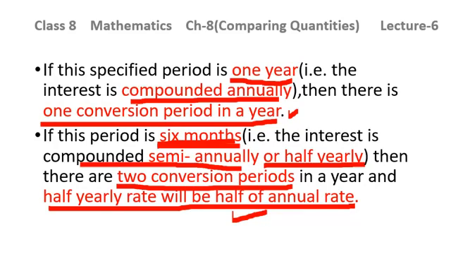So for the time being, just keep in mind, if the specified period is 1 year, then the interest is compounded annually and there is one conversion period in a year. If this period is 6 months, it means I have taken the half of the year, that is 12 divided by 2, which gives you 6, that is half yearly. Then there are two conversion periods, 6 months and 6 months, total 12 months. So two conversion periods in a year, and the half yearly rate will be half of the annual rate. Whatsoever rate is given to you, you need to take half of that rate.